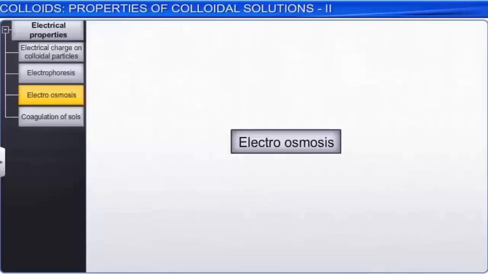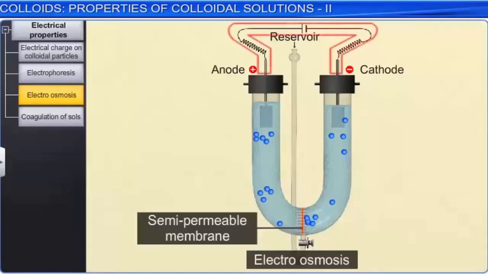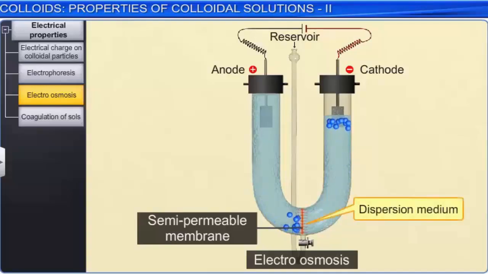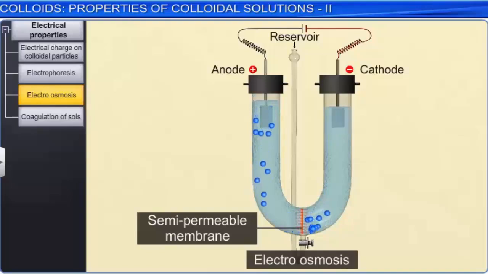Let us discuss another electrical property, electroosmosis. If an electrical field is applied to a colloidal solution and a semi-permeable membrane is used to prevent the colloidal particles from moving, then the dispersion medium moves in a direction opposite to the direction in which the colloidal particles would have otherwise moved. This phenomenon is called electroosmosis. Let's define it. Electroosmosis is the movement of a dispersion medium under the influence of an electrical field when the movement of colloidal particles is prevented by a suitable membrane.